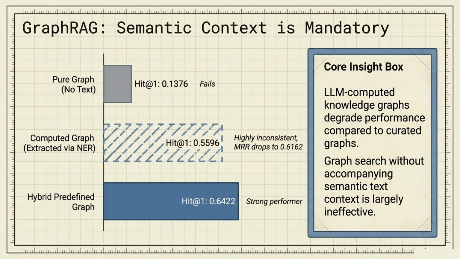When we evaluated GraphRAG, the core insight was clear: semantic context is mandatory. A pure graph search without accompanying text context largely fails, landing a low score of 0.1376. Even LLM-computed graphs degrade performance compared to curated ones. But when you use a hybrid predefined graph that includes that vital text context, it becomes a very strong performer.